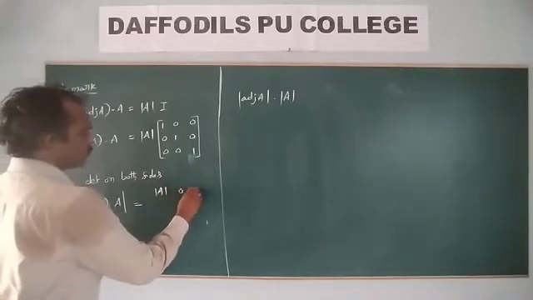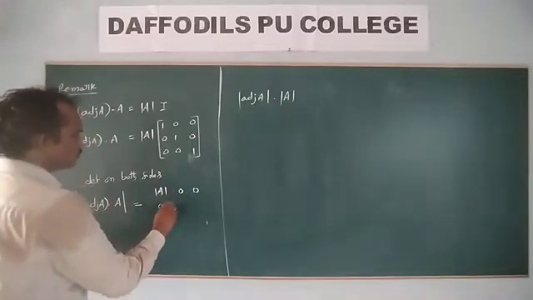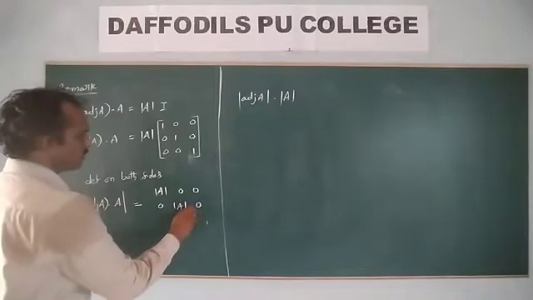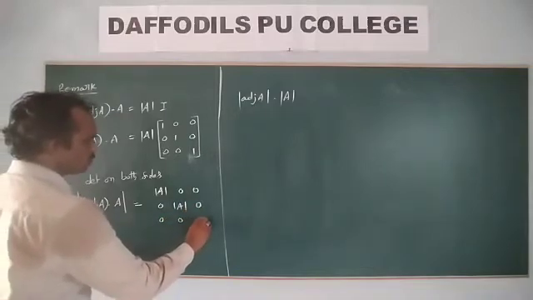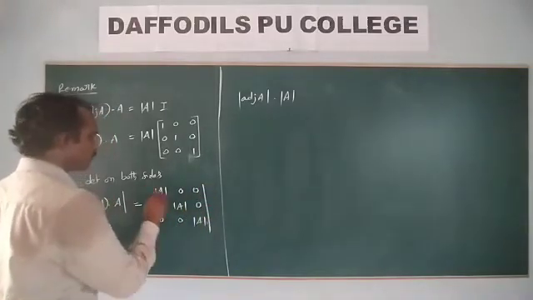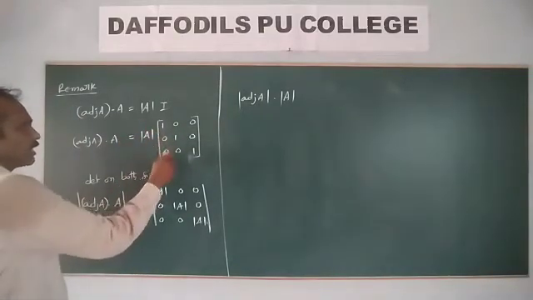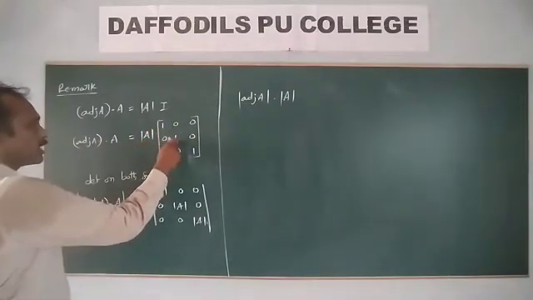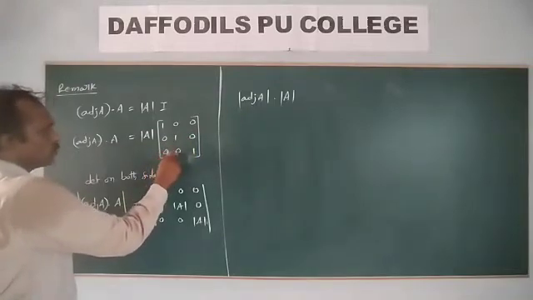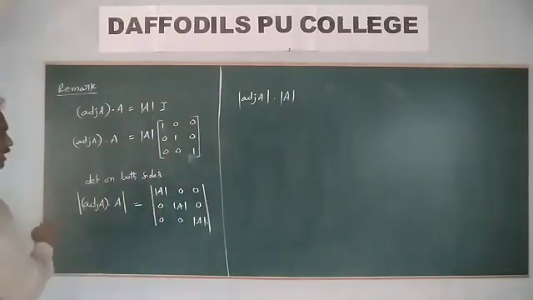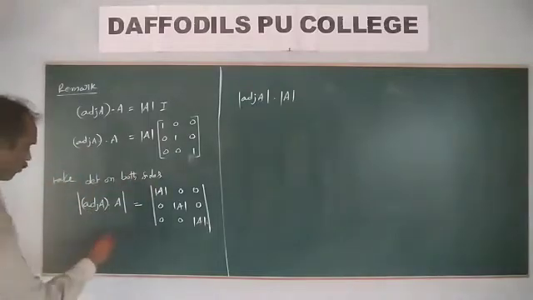det A 0 0, 0 det A 0, 0 0 det A. Okay. After multiplying inside, this is the matrix det A 0 0, 0 det A 0, 0 0 1. So afterwards, take the determinant on both sides.